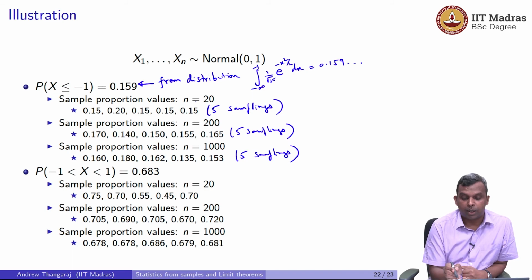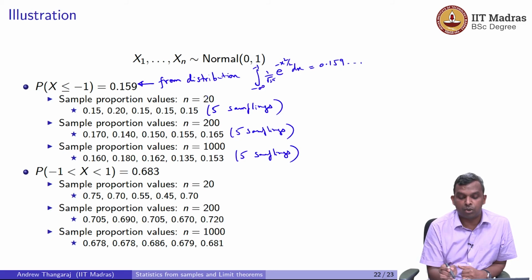Okay, so I took 20 samples. First time I got 0.15 as the sample proportion of x less than or equal to minus 1. How did I do it? Out of the 20 values, how many values were less than or equal to minus 1? I divided that by 20, I got 0.15. Then you get 0.2, 0.15, 0.15, 0.15. Every time I did 20 samples, those are the values I got. Next I took 200 samples.